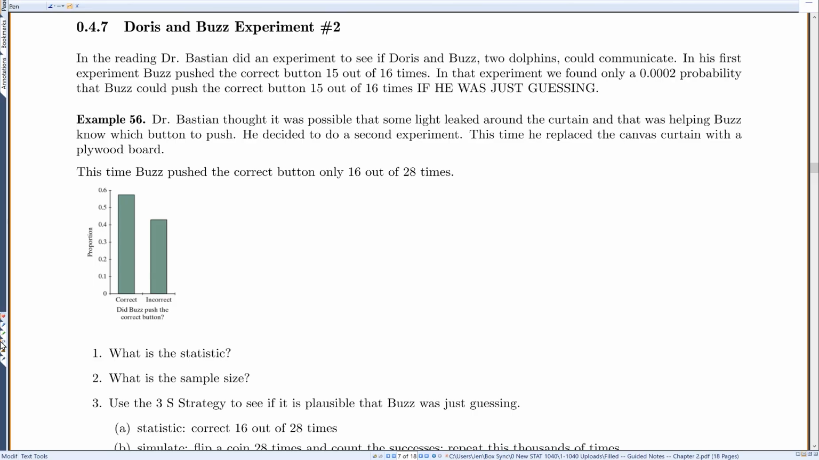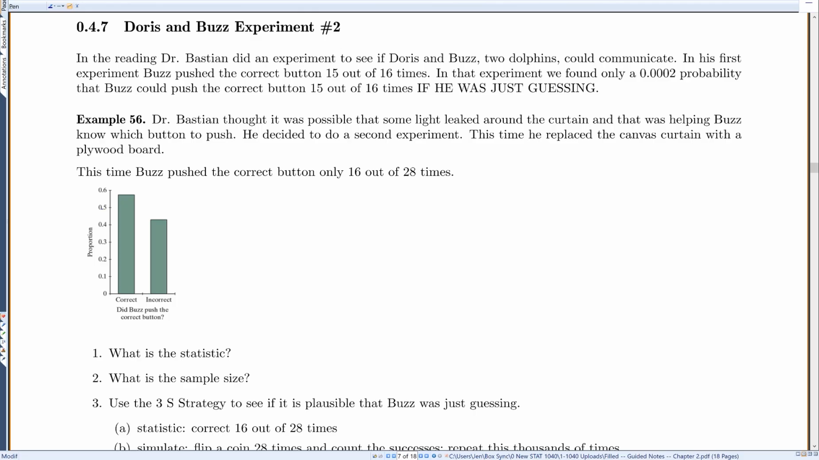Now, Dr. Bastian thought it was possible that some light leaked around the curtain, and that was helping Buzz know which button to push. So he decided to do a second experiment. This time, he replaced the canvas curtain with a plywood board. This time, Buzz pushed the correct button only 16 out of 28 times. You can see we summarize it in this bar chart. He was correct 16 out of 28 times, or if you change that to a proportion, it was somewhere around 0.58. We'll calculate that exactly.